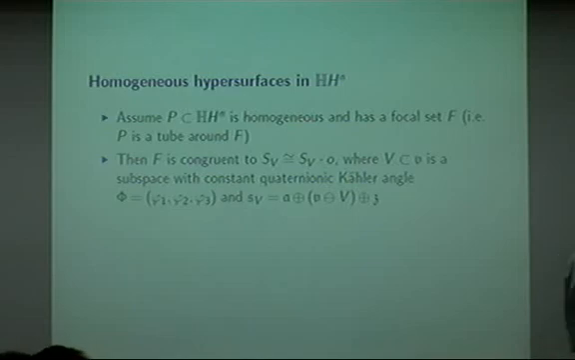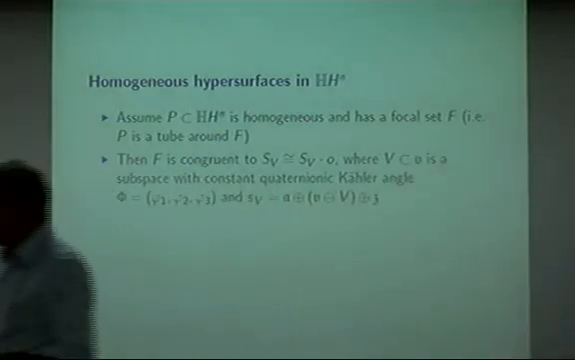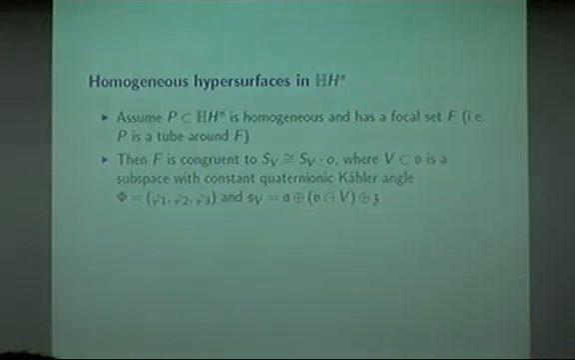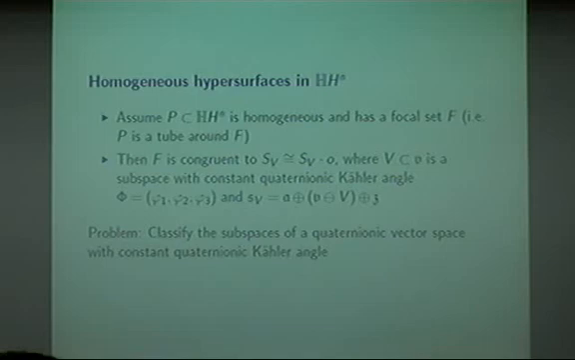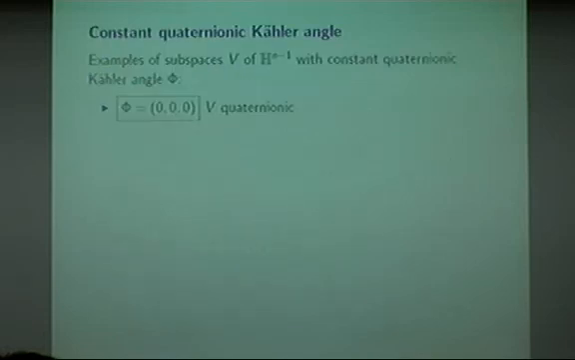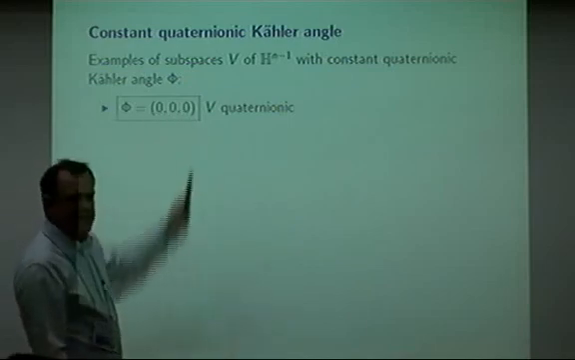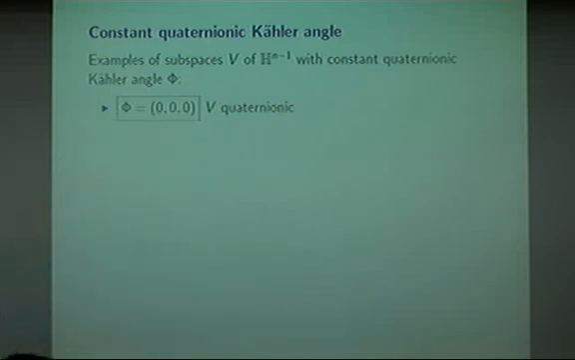So I'll give you some examples, maybe. Let's come here. You see, this is our problem where we get stuck: classify the subspaces of a quaternionic vector space with constant quaternionic scalar angle. So I give some examples. We are now in a quaternionic vector space, and this is the triple of angles. So we are in a complex vector space.